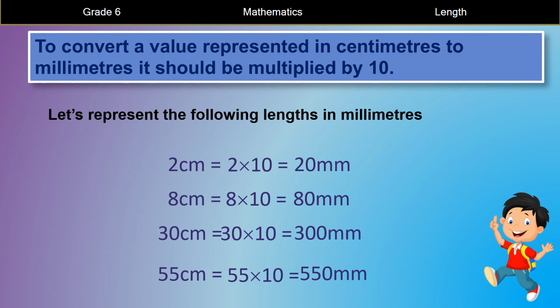8 centimeters, we multiply 8 by 10, it is equal to 80 millimeters. 30 centimeters, we multiply 30 by 10, it is equal to 300 millimeters. 55 centimeters, we multiply 55 by 10, it is 550 millimeters. This is how we convert centimeters into millimeters.